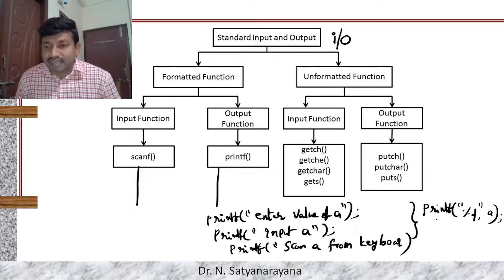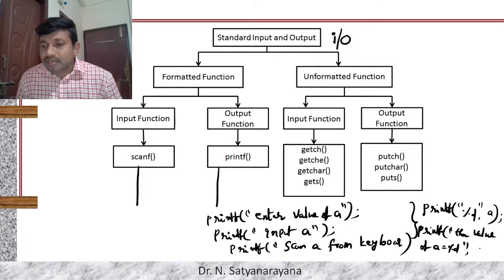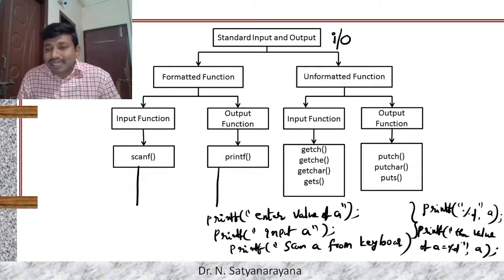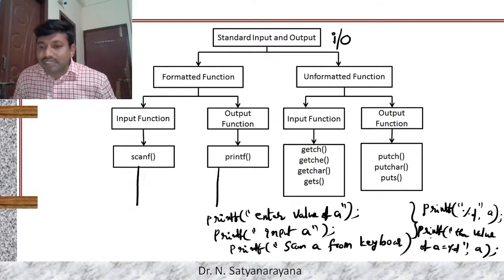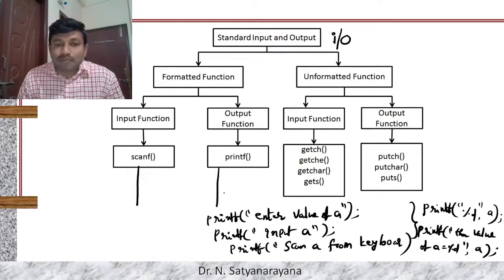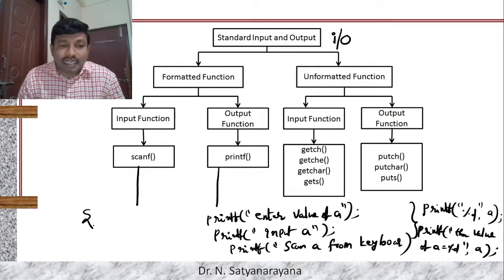But you have the privilege to write printf. It could be like printf the value of a is equal to percent d comma a. So you can customize the output that the user would like to see on screen. So the customized output, the customized input: you can see scanf prior to printf. After printf, you can write scanf, say percent d comma ampersand a. And if a is a float value, you have the privilege to write percent f.